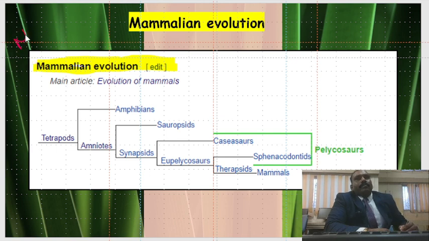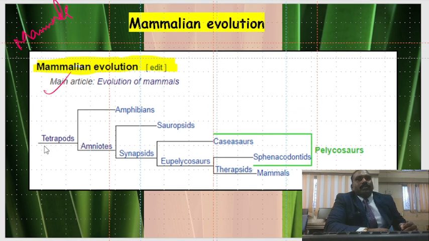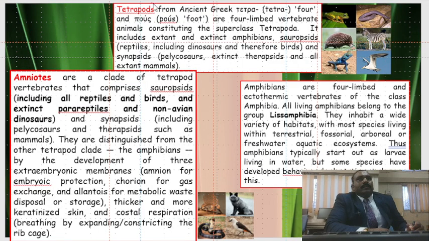Now coming to the evolution of the mammals. Among tetrapods, the mammalian evolution is divided into 2 classes, that is amniotes and the amphibians. The amniotes are divided into synapsids and sauropsids, and synapsids are further divided into eupelycosaurs, and finally therapsids and the mammals. Tetrapod is an ancient Greek term for 4-footed or 4-limbed vertebrates. Amniota is a clade of tetrapod vertebrates that comprises the sauropsids, including all reptiles and birds and extinct para-reptiles and non-avian dinosaurs.